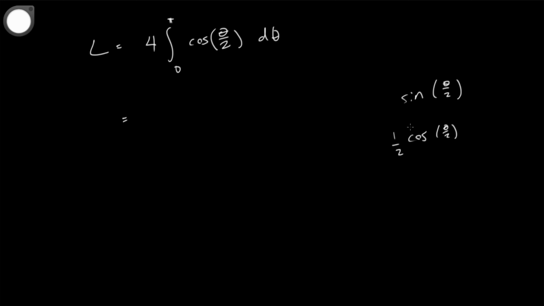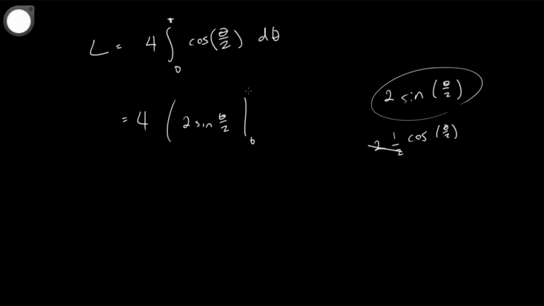I want a 1, so I'm just going to put a 2 here. That means there's going to be a 2 here. Those are going to cancel. This is what I want. So we got 4, and then times 2 sine theta over 2, evaluated at pi and 0.